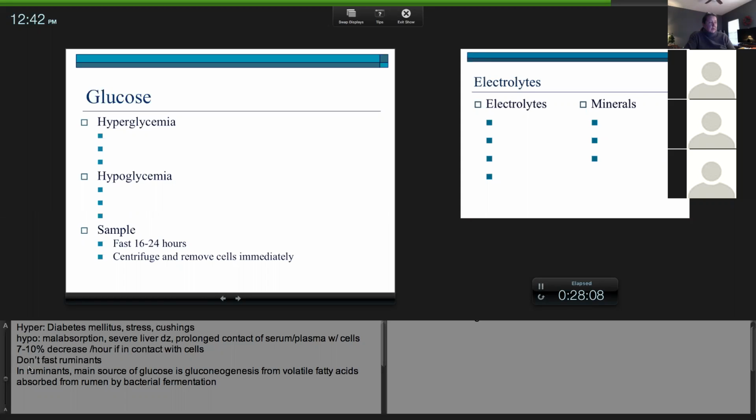Now, it says to not fast ruminants. If you remember, their main source of glucose is gluconeogenesis from fatty acids absorbed from the rumen. And again, in cattle, even if they were to not eat, that rumen is holding food contents from a day or two, maybe 3 days, and that is going to affect the results.